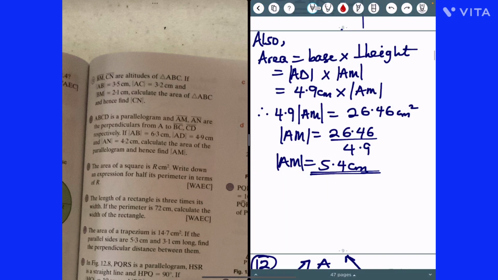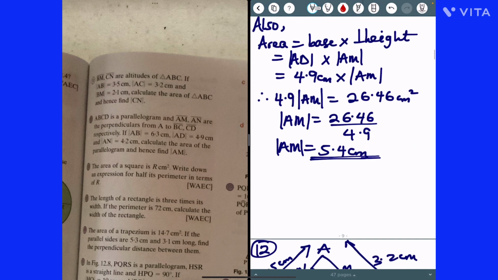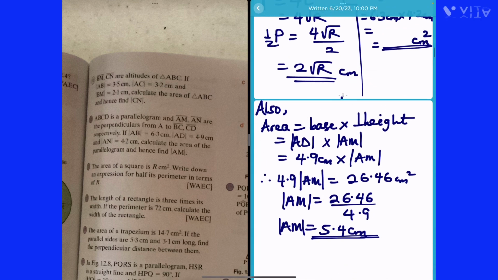My area was 26.46 from here. 26.46 is my answer here. So I will go ahead and do 4.9 times AM is equal to 26.46, the area of the parallelogram. So AM is 26.46 divided by 4.9 to get my answer.